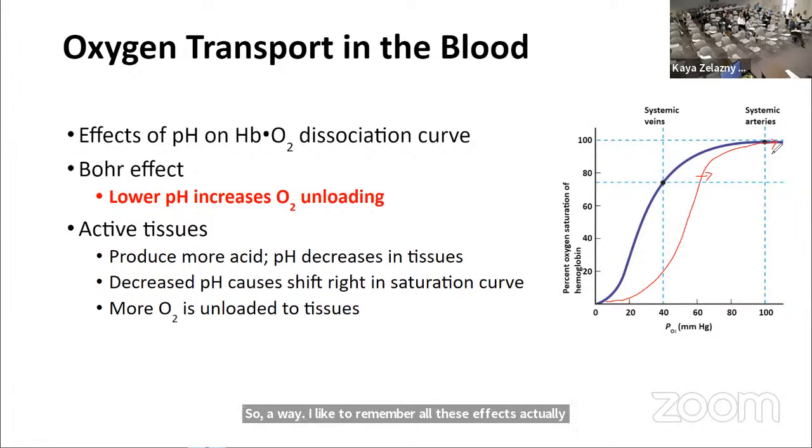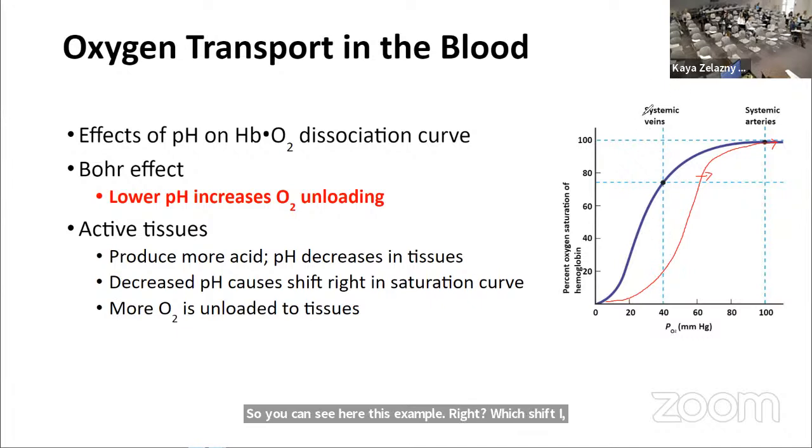So a way I like to remember all these effects actually is thinking about tissue that's active. I find it very helpful to think about, okay, when this is going on, would you want to unload oxygen to tissue, or would you want to like keep your oxygen in your blood? Most of our shifts that we're going to be talking about are going to be rightward shifts. So you can see here this example rightward shift I drew.